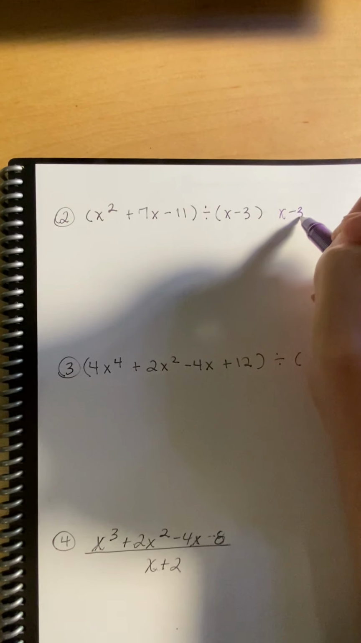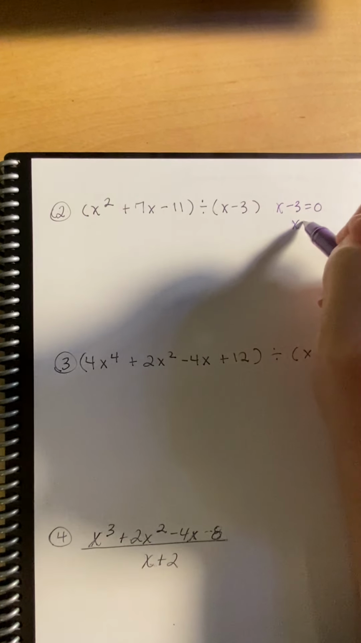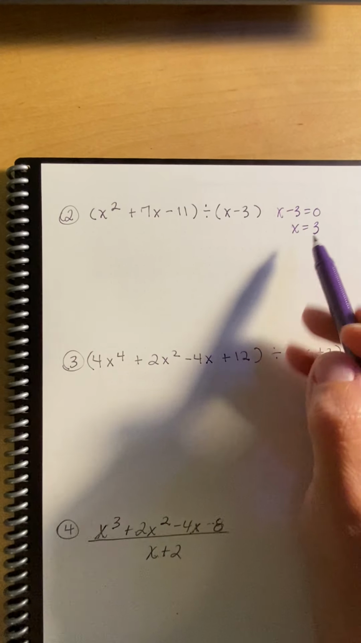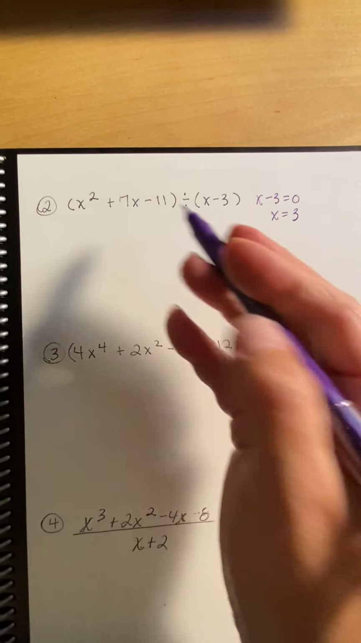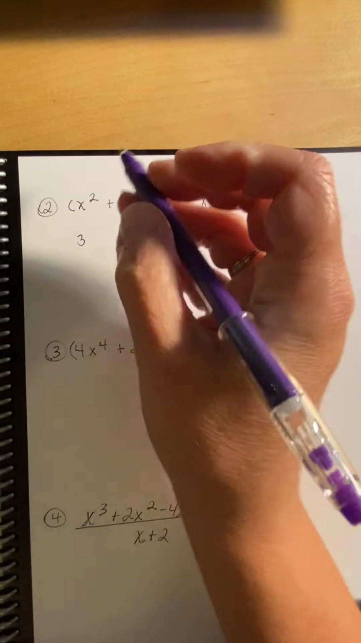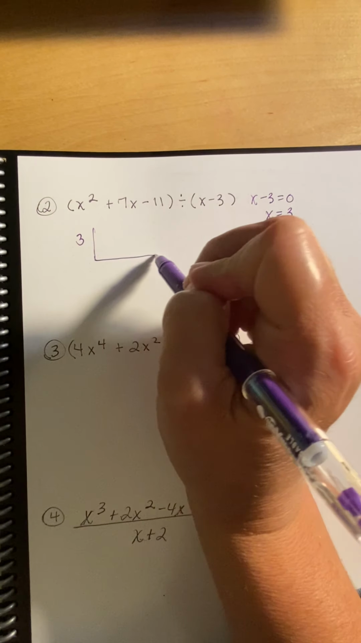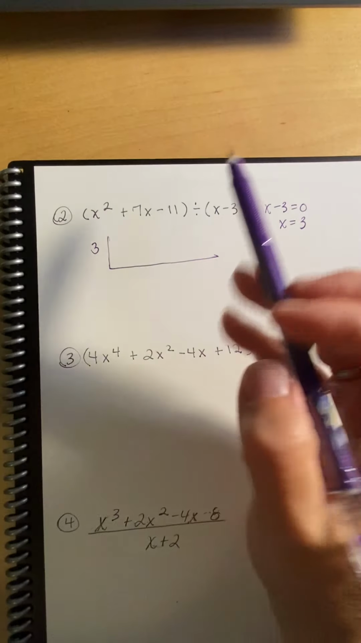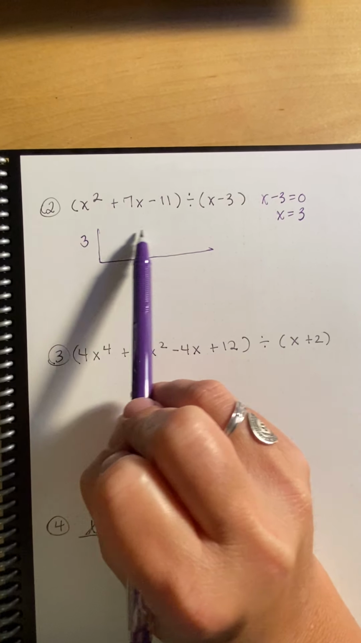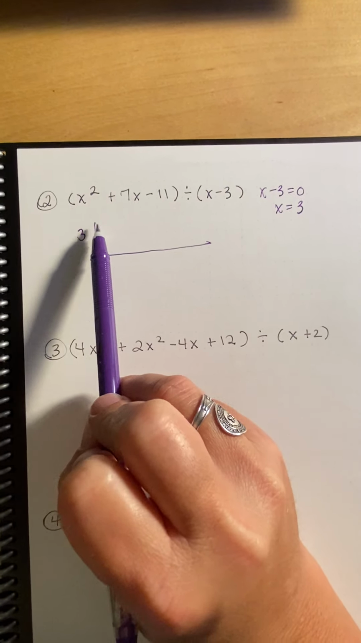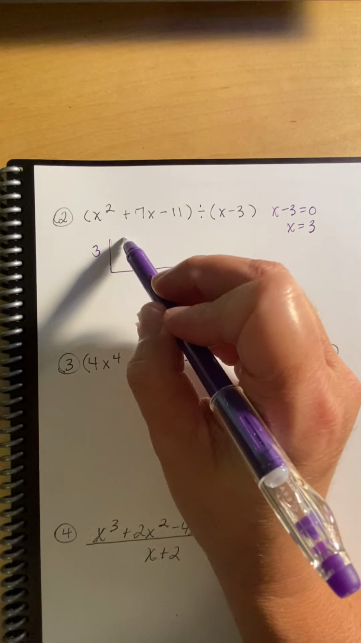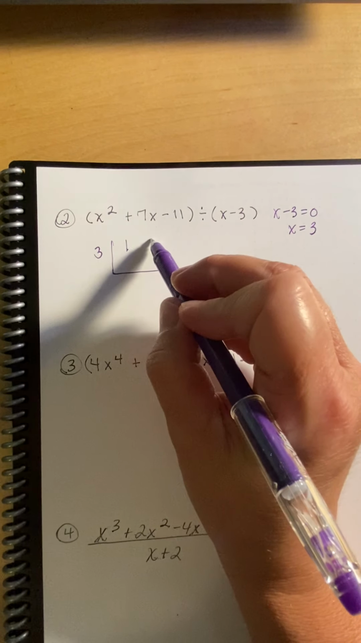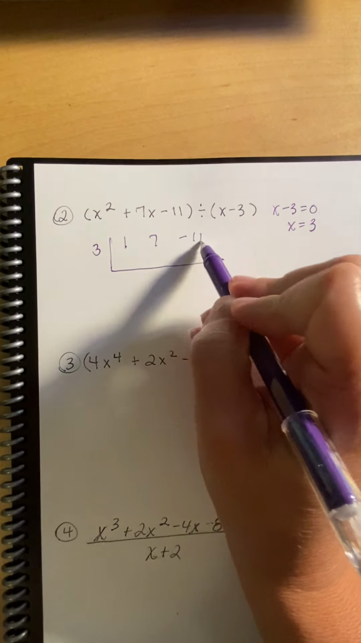So x minus 3 equals 0, and x equals 3. Remember that right there is going to go on the outside, and you're doing your upside down division thing. Make sure you give enough space right there so you can write some numbers in there. Now, what goes along the top row is your coefficients. So there's understood to be a 1 there. So 1, 7, and negative 11.